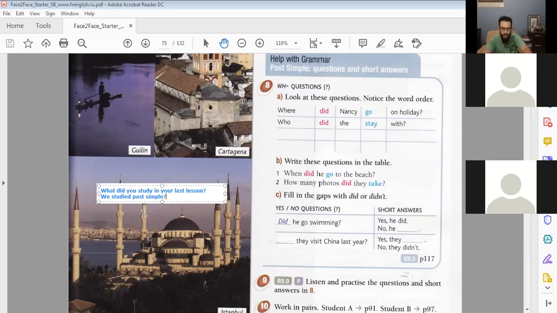If I ask you a yes/no question, for example, did you study geography? What's the answer? No, we didn't. You can answer with we or I, both are correct. No, we didn't. Or if the person is talking about themselves only, no, I didn't. Very good.